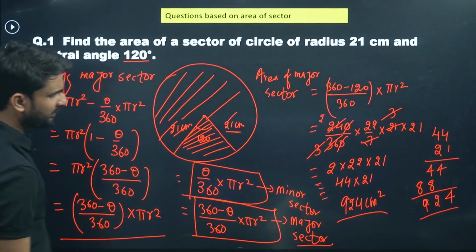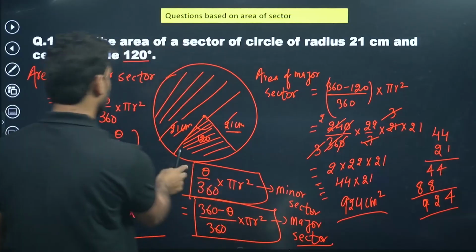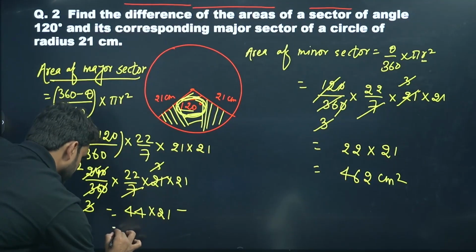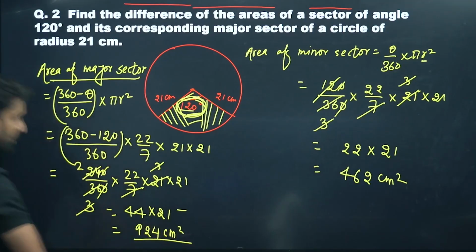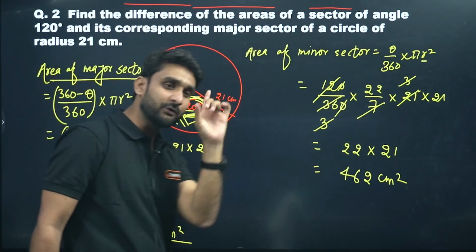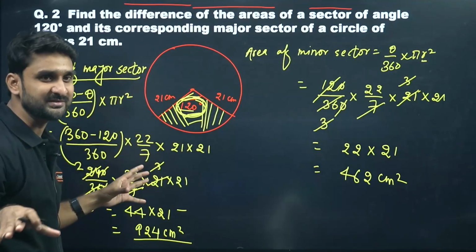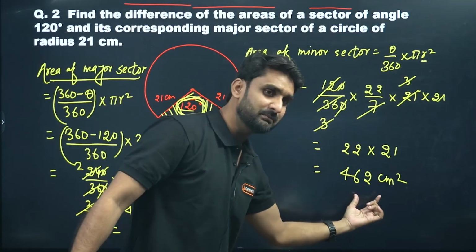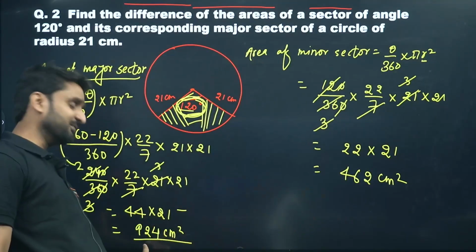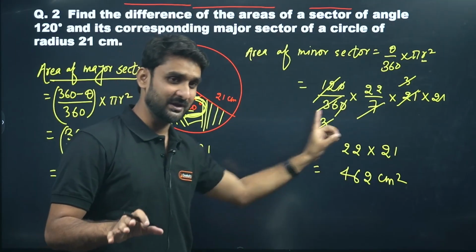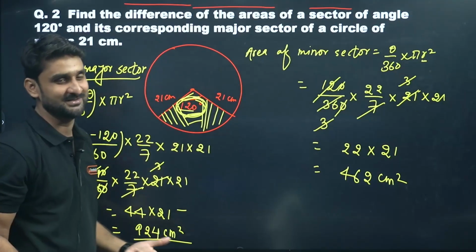44 into 21, in previous question we have already calculated. 44 into 21 was 924. So that is 924 centimeter square. But what the question was saying? The question is saying to calculate the difference in the area of both the sectors. So this is the area of minor sector, smaller sector, and look at the area, 462 is smaller than 924. So the answer is correct. The area of minor sector cannot be greater than major sector because major is the bigger part.